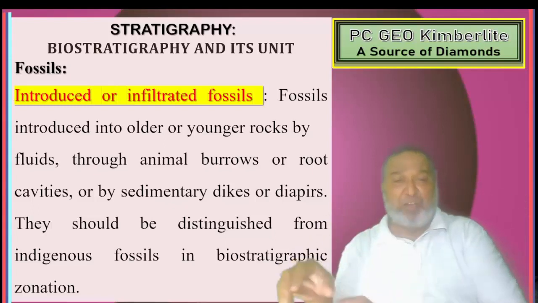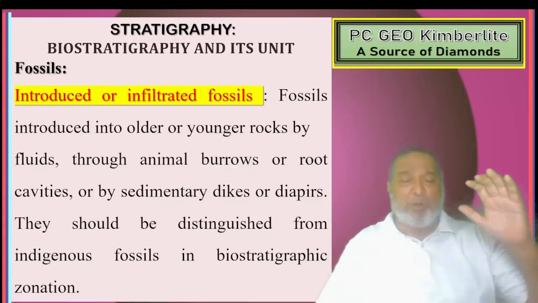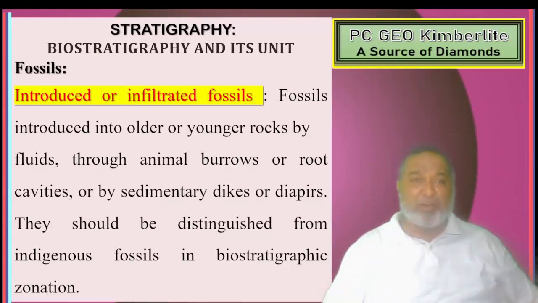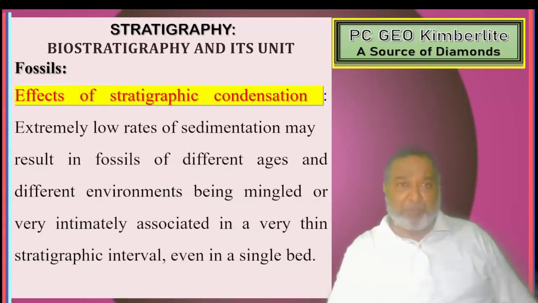So they are the infiltrated ones, due to burrowing animals, root cavities that have been formed, or sedimentary dikes or dippers which have come out. So from the older one they come into the younger, and from the younger it may go to the older one, that may happen. So that is the infiltrated fossils.